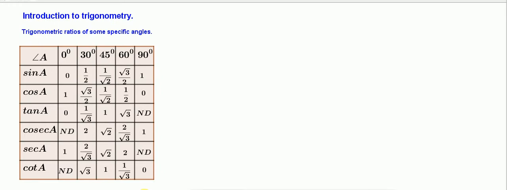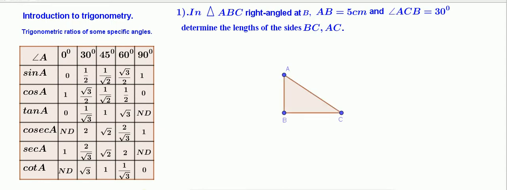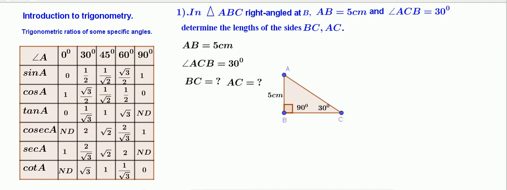Now let us take first problem on this topic. In triangle ABC, right angled at B, AB is equal to 5 cm and angle ACB is equal to 30 degree. Determine the lengths of the sides BC and AC. Let us draw a right angle triangle with angle B equal to 90 degree. Next, measure of AB is equal to 5 centimeter and angle ACB is equal to 30 degree. Next, we have to find the value of BC, also the value of AC.